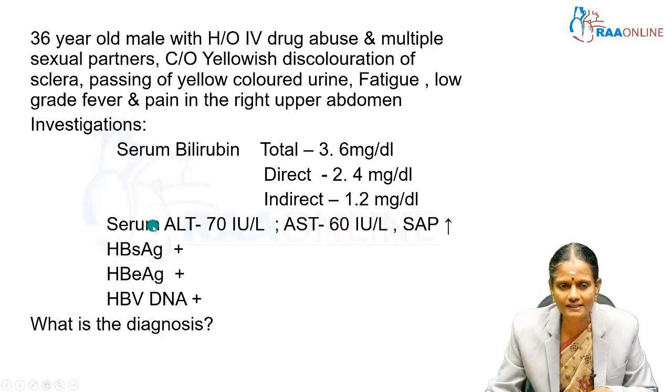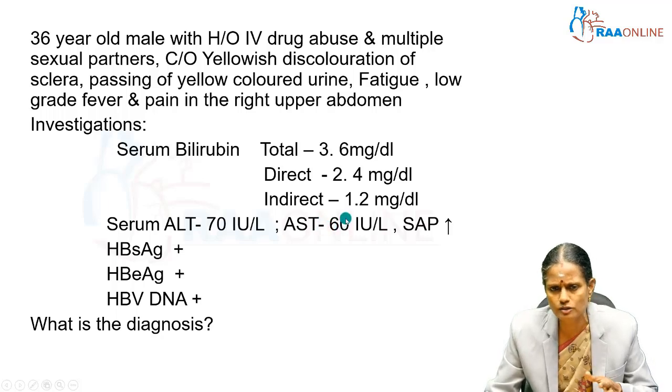Now we will go to the other serum markers. Serum ALT is 70 international units per liter. What is the normal value? Alanine aminotransferase is usually 10 to 30. Aspartate aminotransferase is also usually less than 30 or 40. Serum alkaline phosphatase is also raised. So we have a patient with conjugated hyperbilirubinemia, with ALT, AST and serum alkaline phosphatase raised.